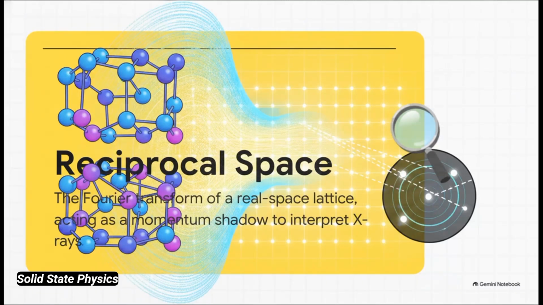But physicists don't just look at crystals in normal, real space. They use something called reciprocal space. Instead of measuring physical distance, think of reciprocal space as the momentum shadow of a real crystal. This mathematical transformation is the exact blueprint we use to interpret X-ray diffraction patterns via Bragg's law. It literally allows us to measure the invisible, determining exactly how atoms are spaced by looking at how waves of light scatter off their planes.